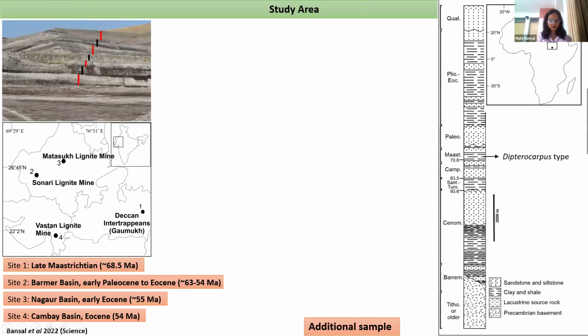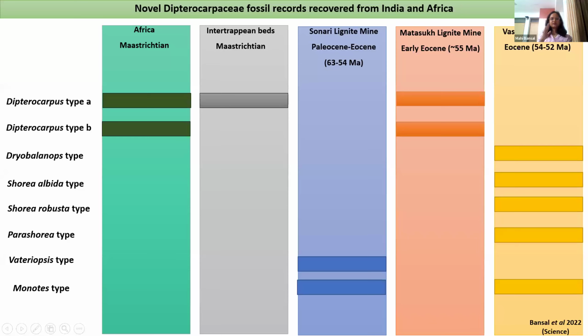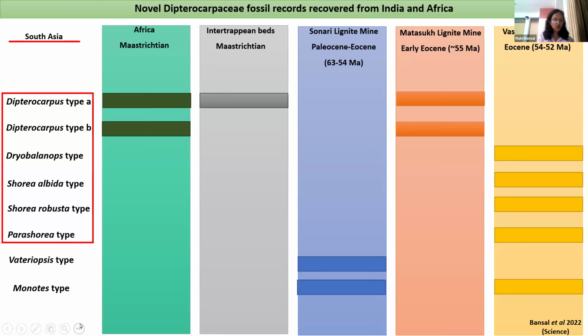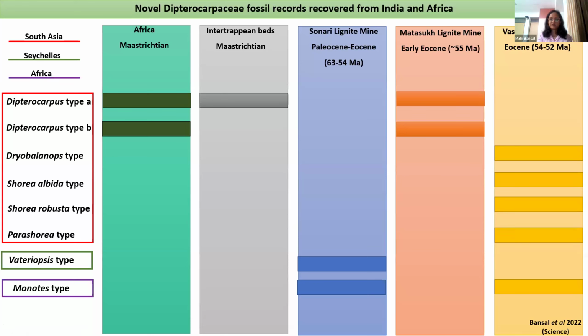We recovered 8 Dipterocarpaceae type pollen fossils belonging to genera Dipterocarpus, Dryobalanops, Shorea, Parashorea, Vateriopsis, and Monotes. Now, the extant relatives of all the fossils within this red rectangle are currently distributed in South Asia, so it is acceptable to have their records in Indian sediments. But we also recovered fossils of Vateriopsis and Monotes that are currently restricted to Seychelles and Africa, respectively.